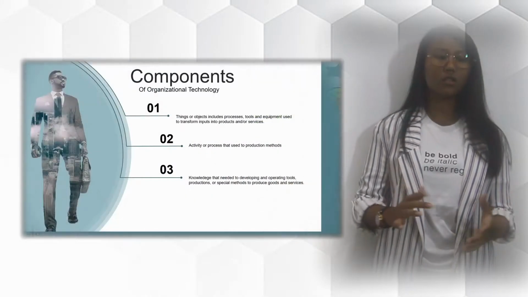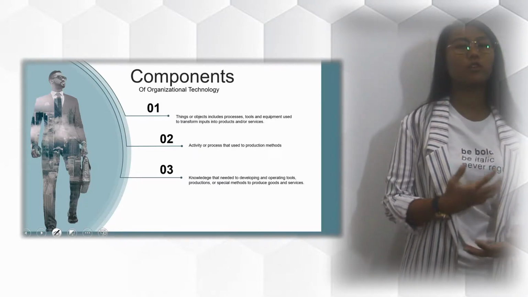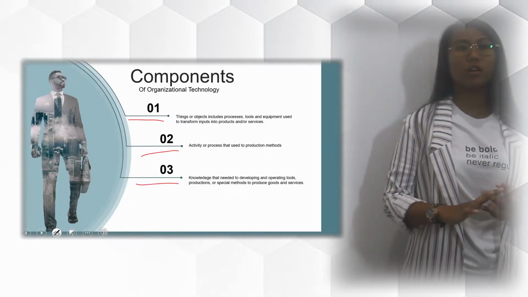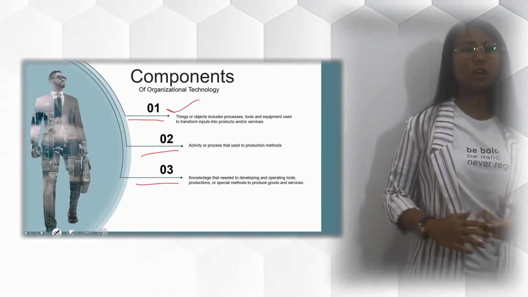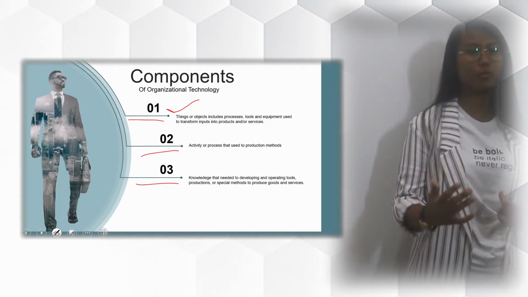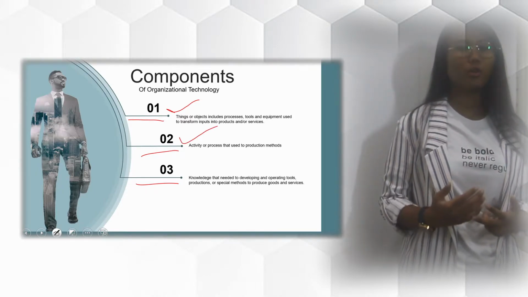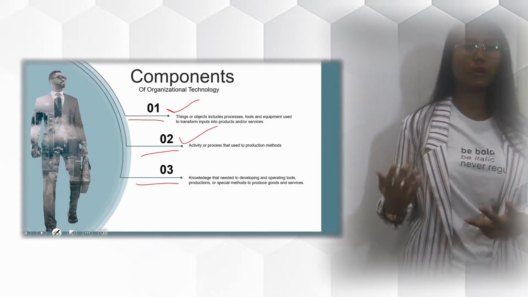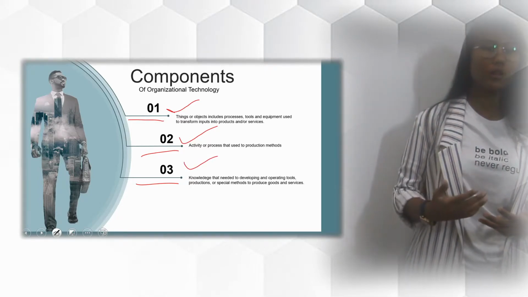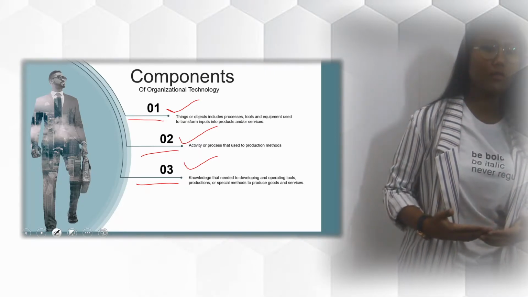That is so basic. After you know what organizational technology is, now we move to the components of organizational technology. There are three components. The first one is things or objects, which include processes, tools, and equipment used to transform inputs into products and or services. The second is activity or processes that use production methods. The third is knowledge that is needed to develop and operate tools, production, or special methods to produce goods and services.